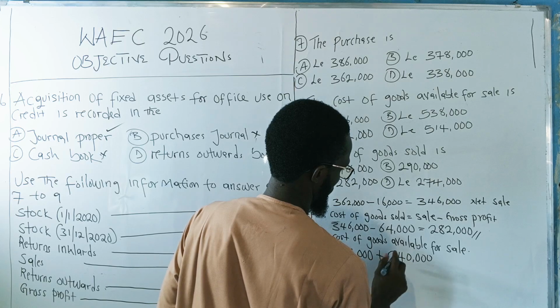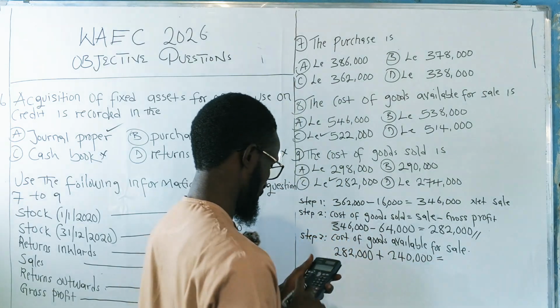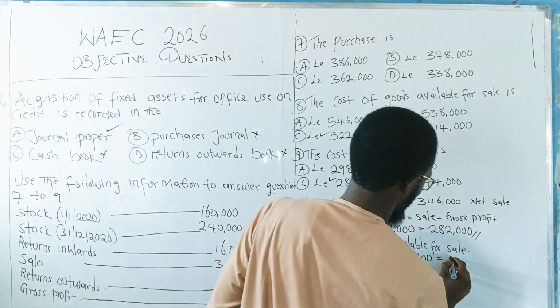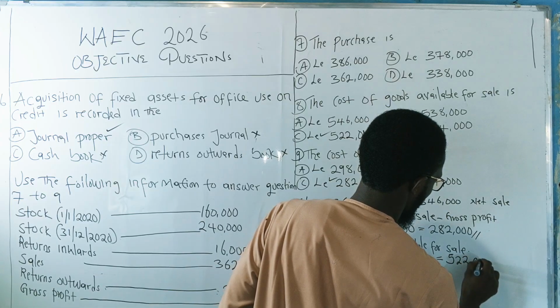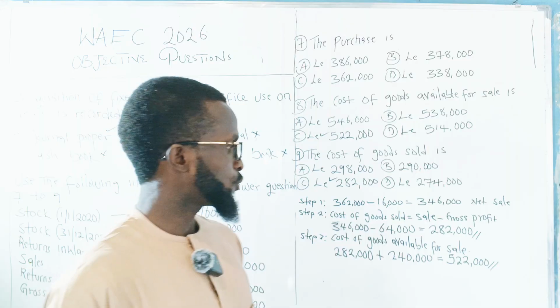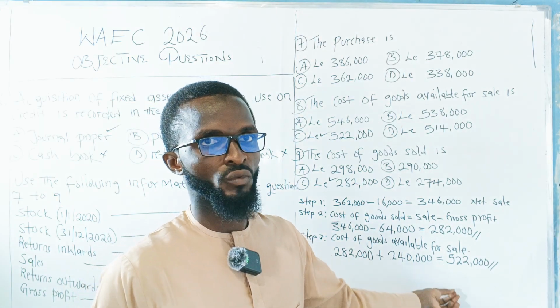240,000. 240,000. Our answer should be 522,000 lei. This 522,000 lei is our cost of goods available for sale.